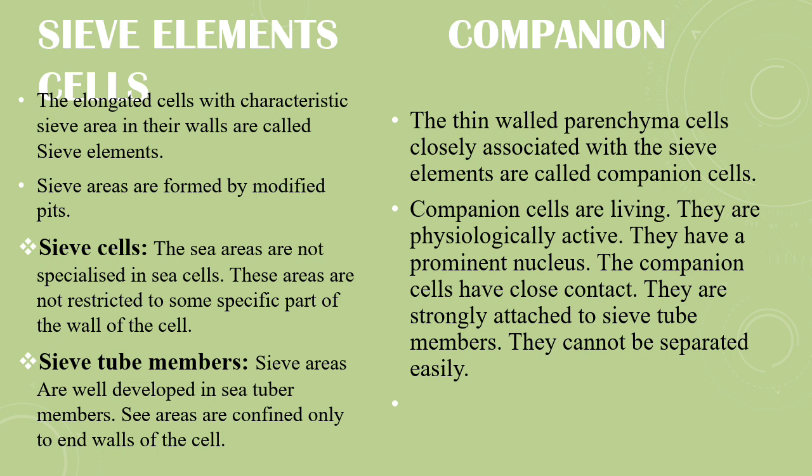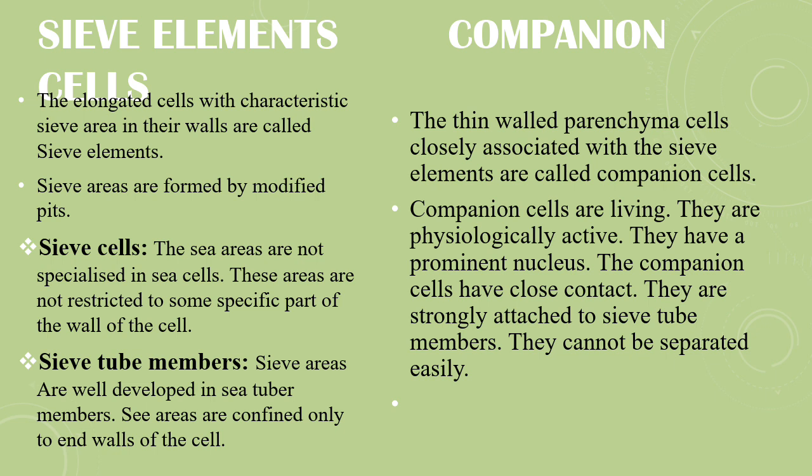Sieve tube members. Sieve areas are well developed in sieve tube members. Sieve areas are confined only to the end wall of the cell. Companion cell. The thin-walled parenchyma cells closely associated with the sieve elements are called companion cells. Companion cells are living. They are physiologically active.